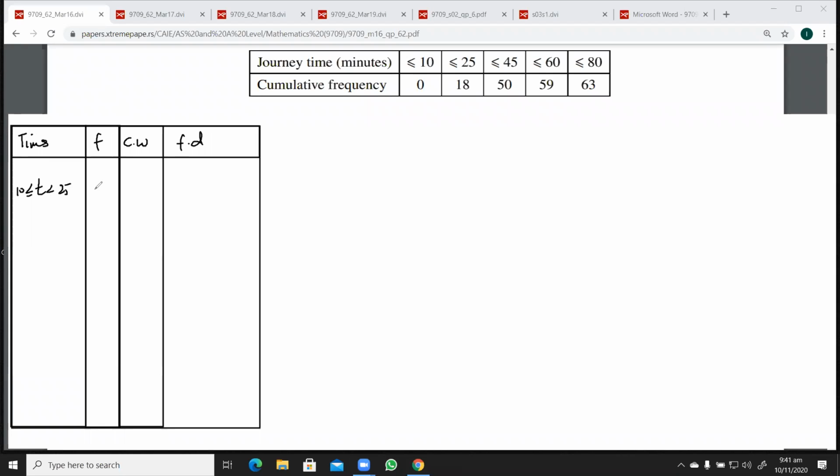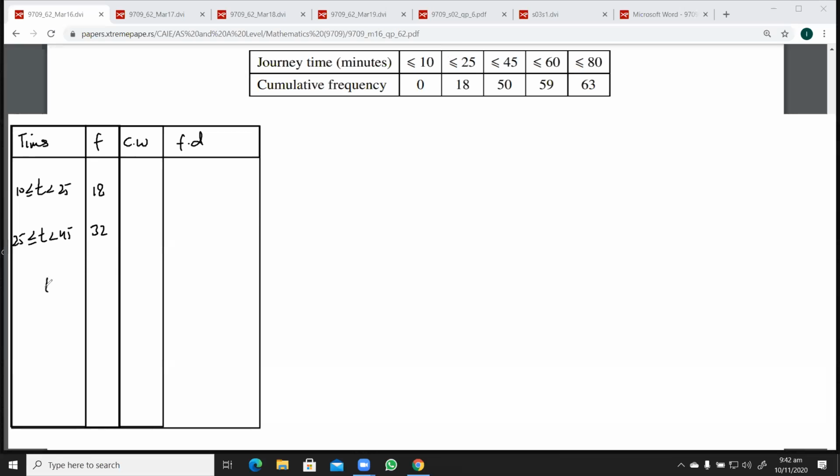The frequency is given as 18, okay? Then the next group is between 25 and 45. What should be the frequency for 25 to 45? Yes, this should be 50 minus 18, because less than 45 includes the less than 25 as well. So I have to write 32. Can you see that? This is basically the cumulative frequency distribution, okay?